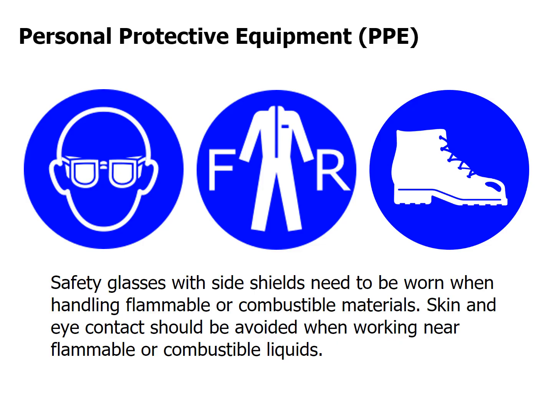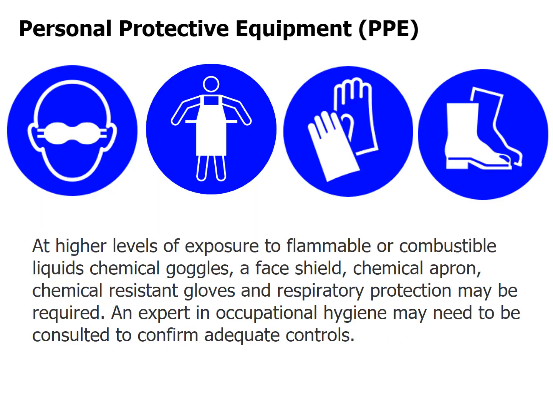Safety glasses with side shields need to be worn when handling flammable or combustible materials. Skin and eye contact should be avoided when working near flammable or combustible liquids. At higher levels of exposure to flammable or combustible liquids, chemical goggles, a face shield, chemical apron, chemical-resistant gloves, and respiratory protection may be required. An expert in occupational hygiene may need to be consulted to confirm adequate controls.